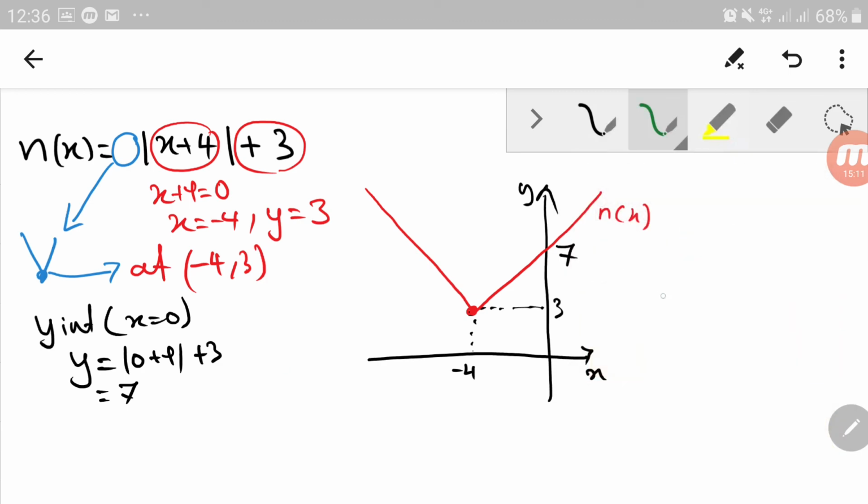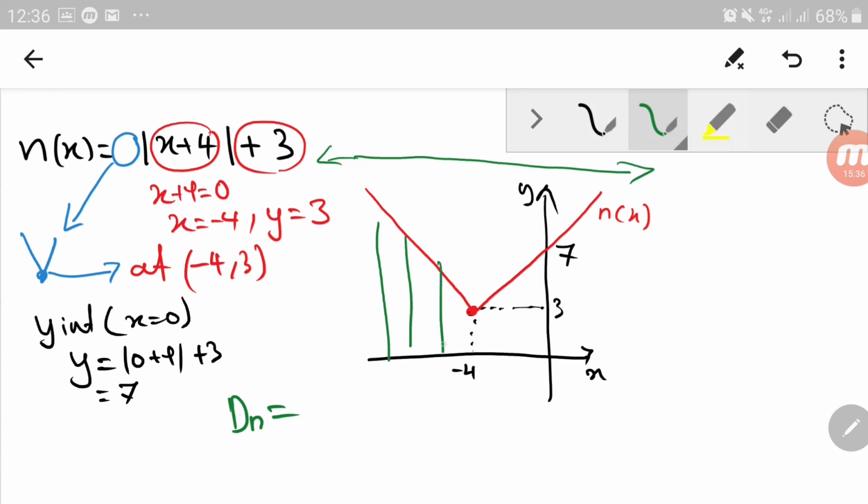Now let's find the domain and range. The domain of n is all the possible values of x. If we start from the left, the line here actually extends from minus infinity up until there. All the x's correspond to the function. So the answer is all real numbers. Or you might want to write it like this also, no problem, same thing.